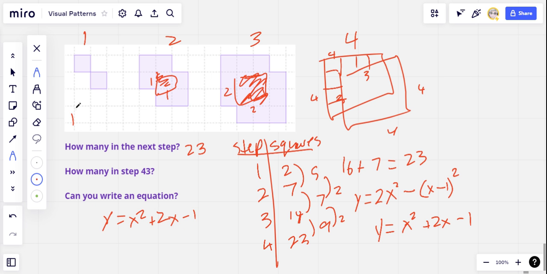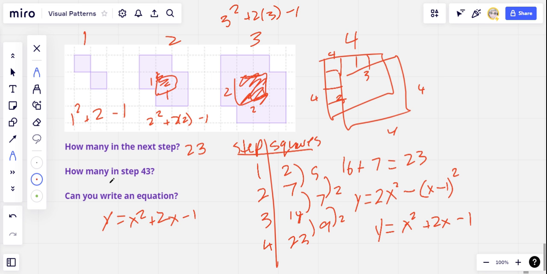So here that would be 1 squared plus 2 minus 1, and yeah, that equals 2. Here it would be 2 squared plus 2 times 2 minus 1. So that'd be 4 plus 4 minus 1, that would be 7. Yeah, and in step 3, let's just check it there. So 3 squared plus 2 times 3 minus 1. So that's 9 plus 6 minus 1. Yeah, that is 14. Very good. Okay, so this equation, I think we can be confident in that.